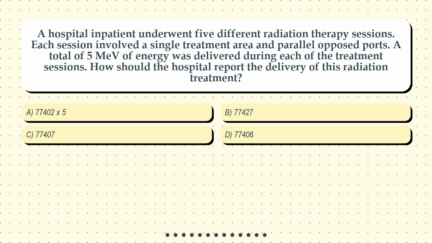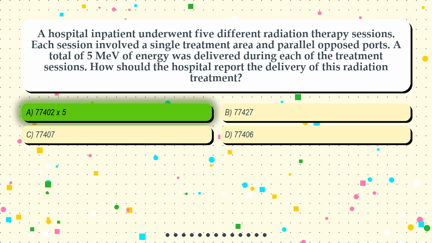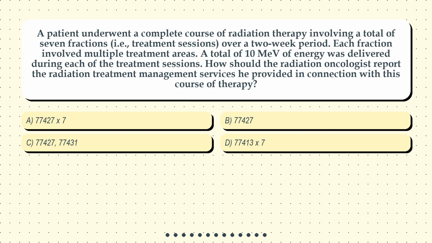Option A, 77402x5. Option B, 77427. Option C, 77407. Option D, 77406. The correct answer is option A, 77402x5.